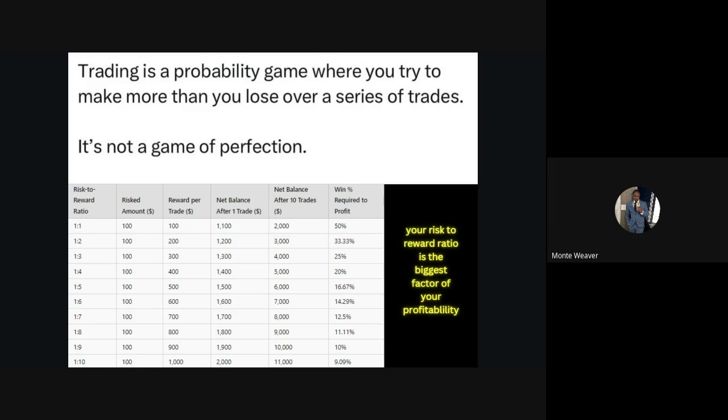So your risk to reward ratio is the biggest factor of your profitability. All of us here, we want to make money. We want to be profitable at the end of the day. It's not going to be easy. It's not going to look pretty. You need to have a risk to reward ratio.